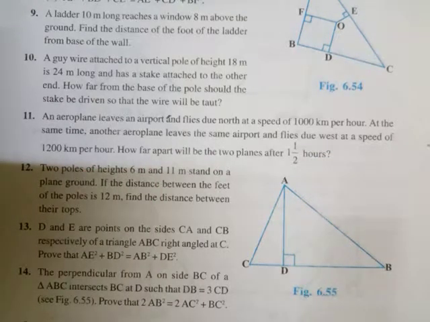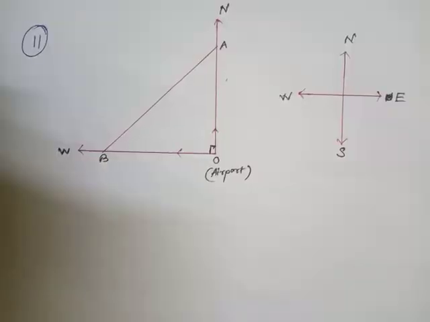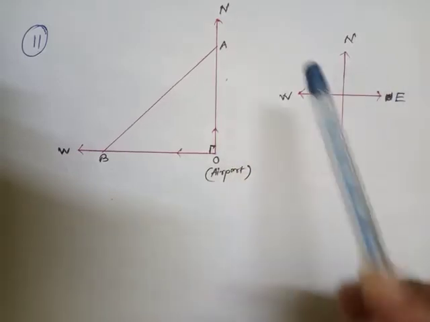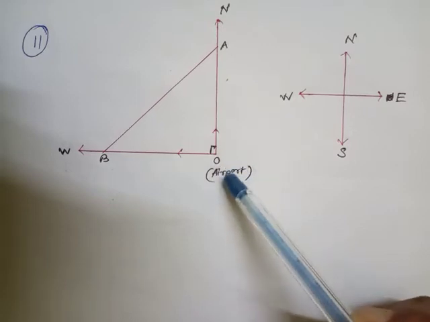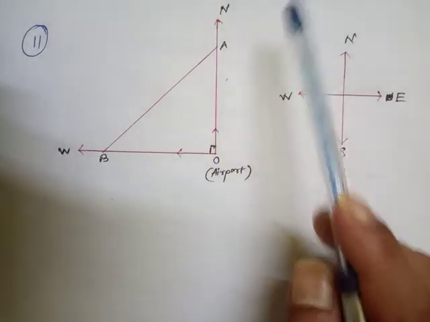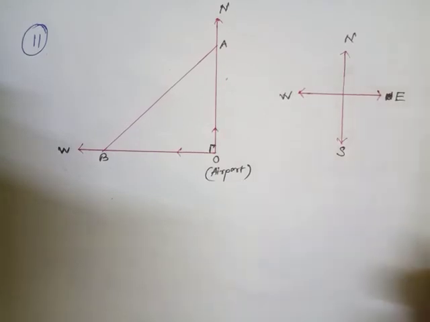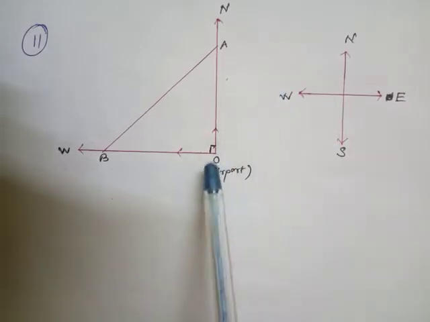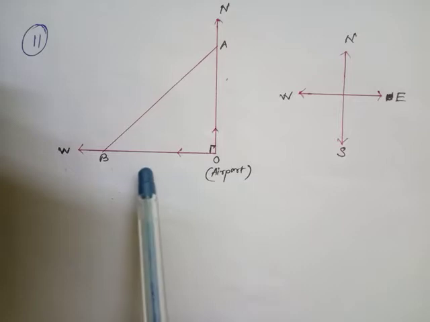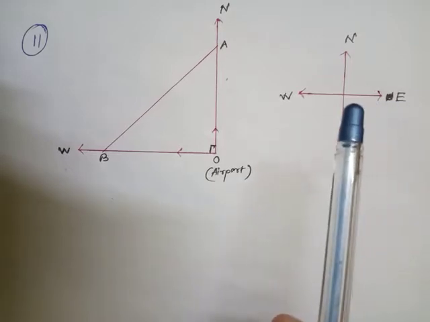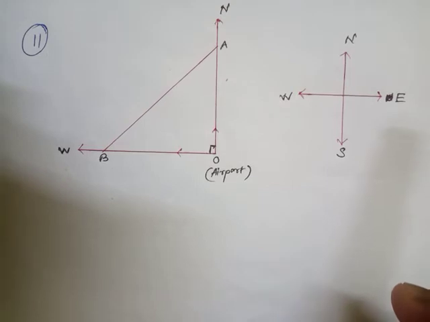Question number 11. Student, as you can see in the video, there is a diagram. The first plane flies from the airport towards the north, and the speed is 1000 km per hour, and the second plane flies towards the west from the same airport, and the speed is 1200 km per hour. Now the question is, what is the distance between these two planes after 1.5 hours?